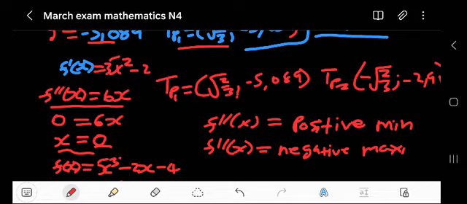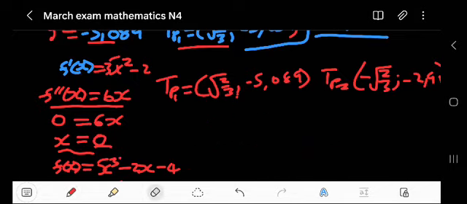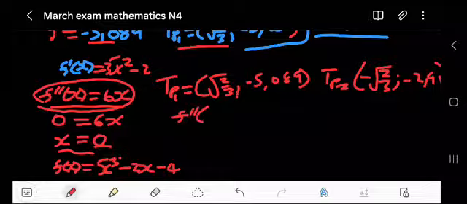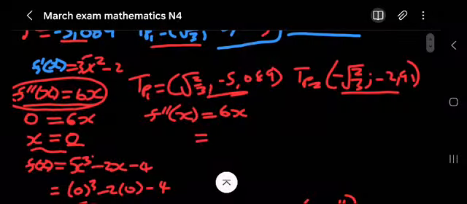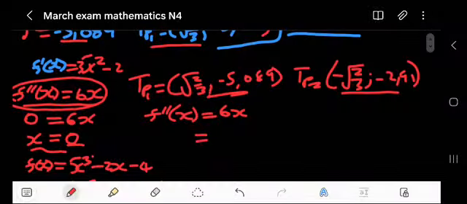All right, let's check. We know the first derivative we had, and the second derivative is here. Our second derivative is equal to 6x. So between these two coordinates, we substitute the x value.